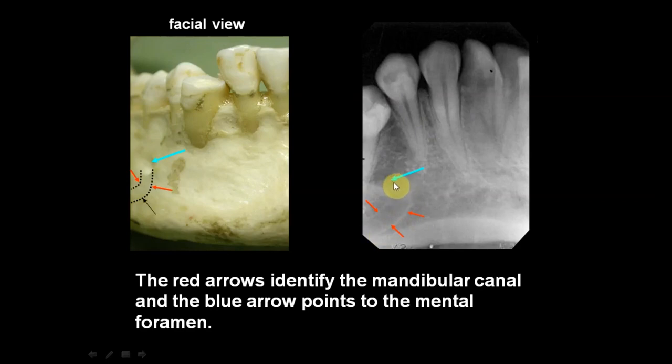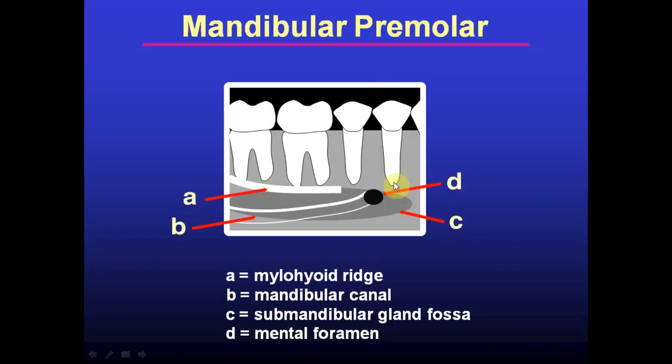It's blue marked over here. So in the mandibular premolars, you see the mental foramen, which is located between the apices of the roots of your two premolars. Moving on to the mandibular molar region.